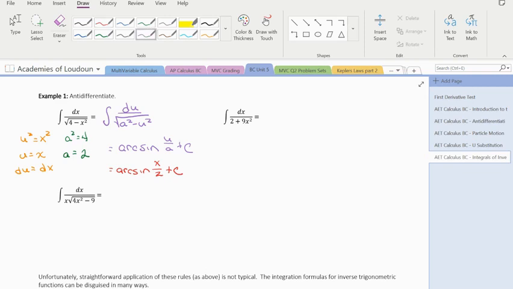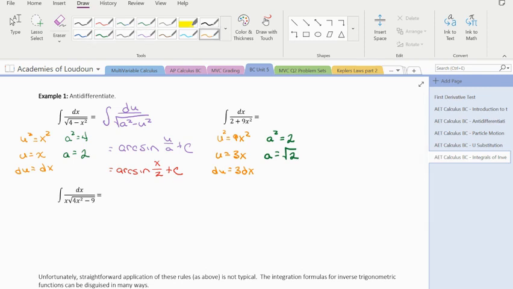So looking at this next one, we recognize that there is no square root and there is a plus, so it's going to be an arctan. So let's look, and we can see that u squared will be 9x squared, which means u is going to be 3x. So du is 3dx. A squared is 2, which means a is going to be the square root of 2.